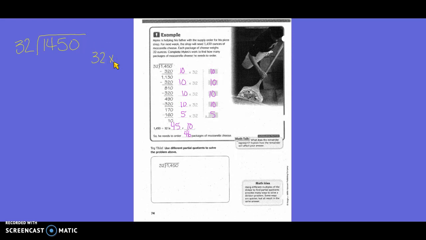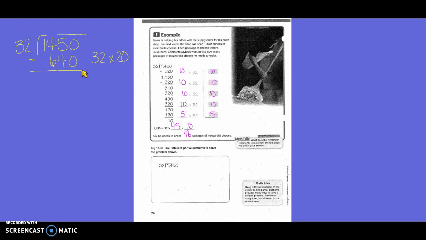Remember they said to use multiples of 10. So 10, 20, 30. So could I do 20? Yes. So what is 32 times 20? 640. So I'm going to take 1450 minus 640.